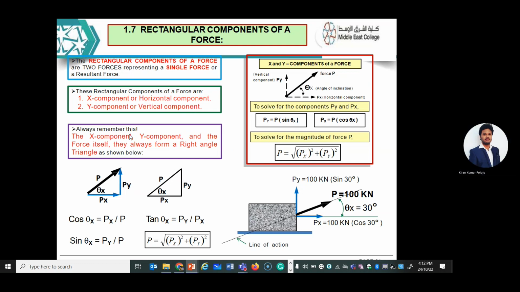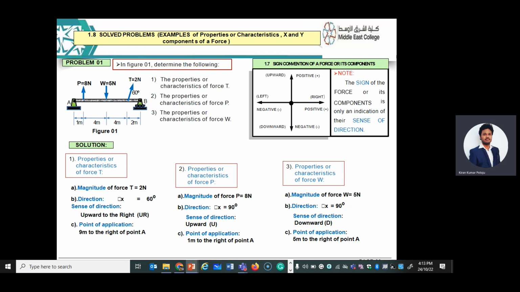So for this, I'll try to make it more simple. If there is a horizontal force, cos theta. If there is a vertical force, sin theta. Just remember this. If there is a horizontal force, cos theta. If there's a vertical force, sin theta. Now, the formula is P is equal to the square root of horizontal force squared plus vertical force squared. Anyway, we'll see some example problems to make you understand.